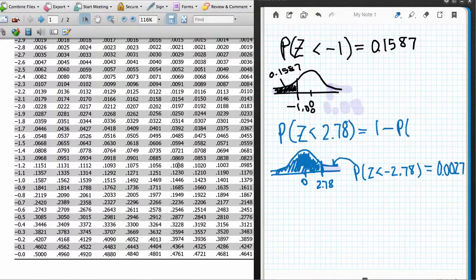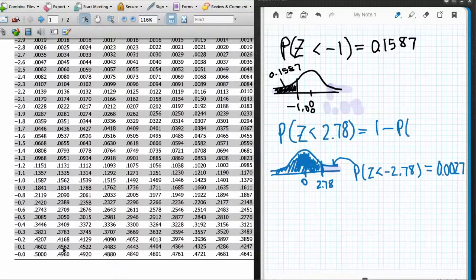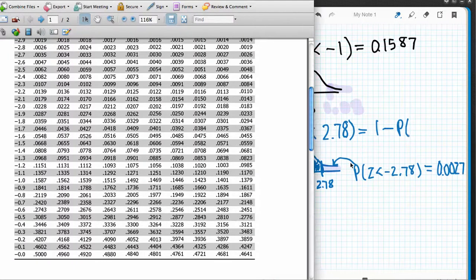For some reason my pen is not working correctly. Find my cursor. Okay. All right. That's interesting. I'm still not getting anything here.